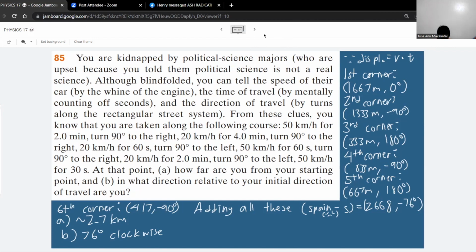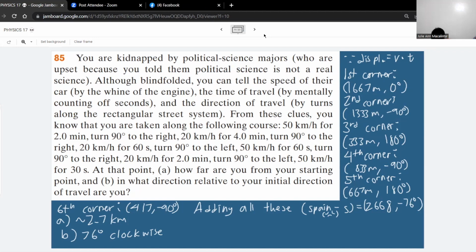How far are you from your starting point? Teka. So the problem is 85. Ano yung nakuha mo? 2.7. In what direction relative? Okay, sige.